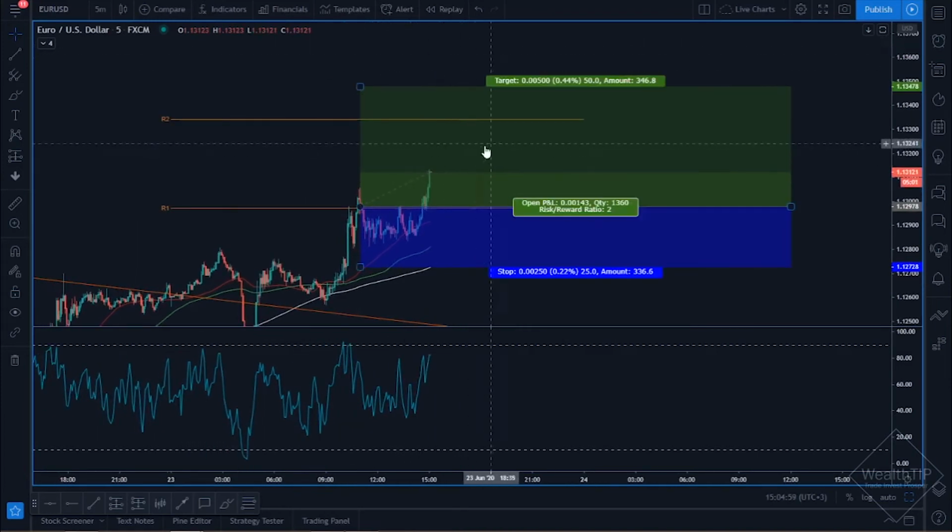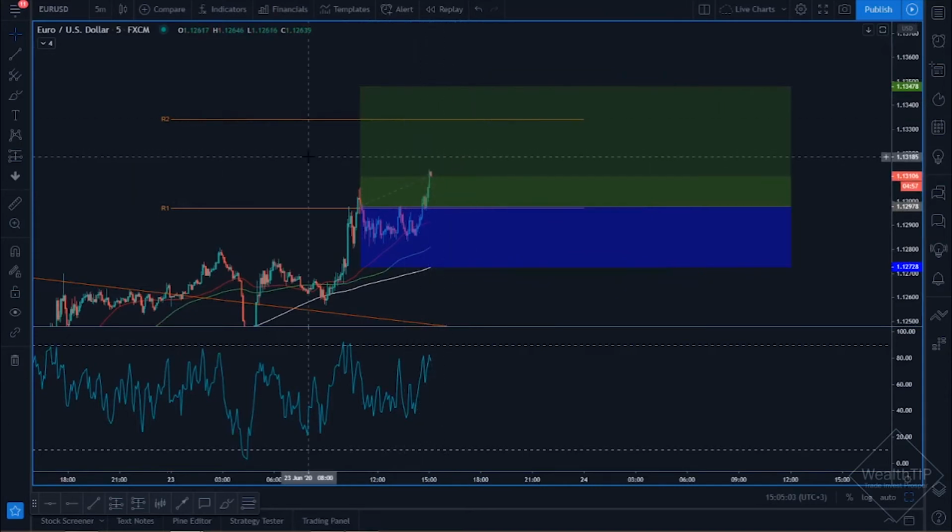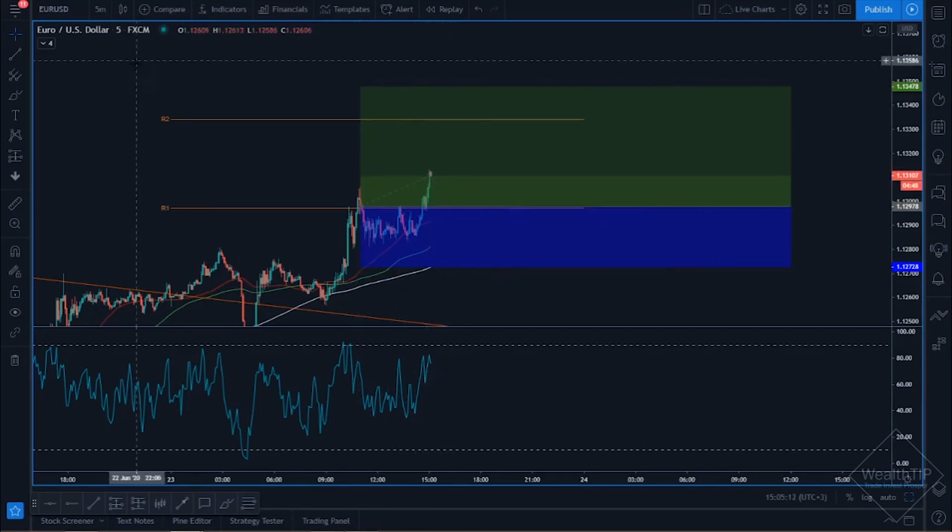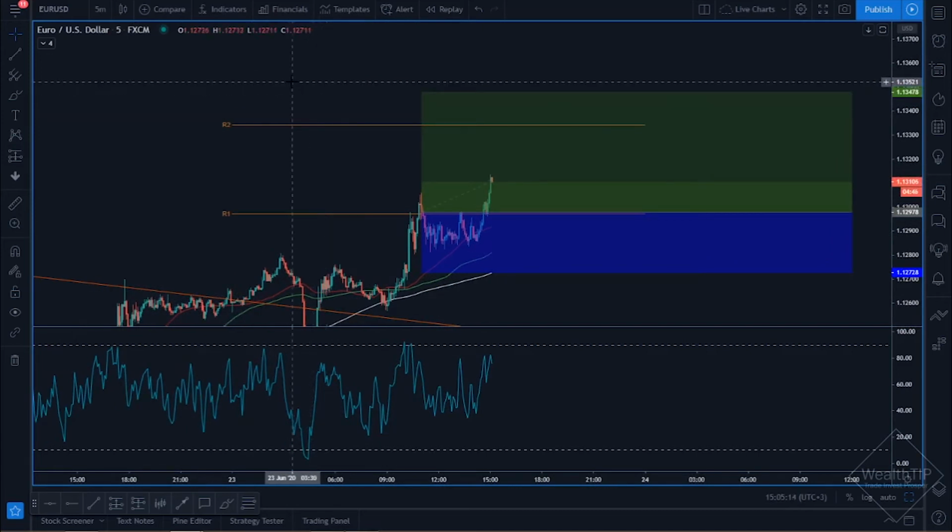It's just a case of waiting and seeing how we are going to be running from here on out. So a nice break above this high over here, and now it's just a case of waiting and seeing if we can continue with this surge of momentum to the upside. So I'll just go ahead and press pause for now.